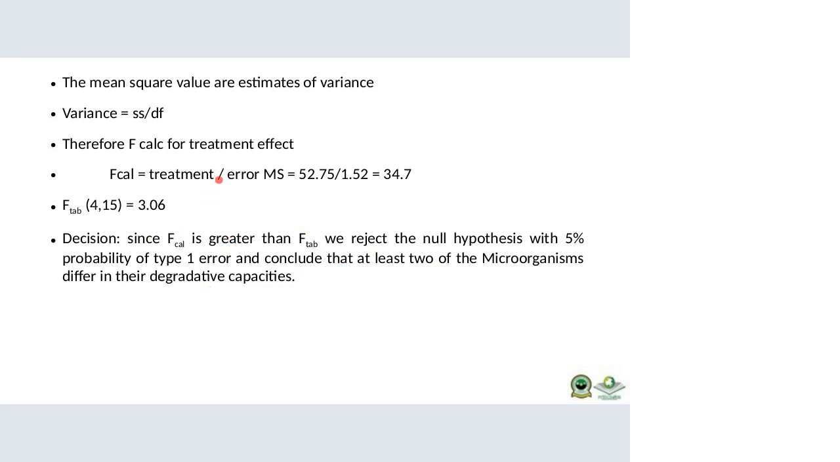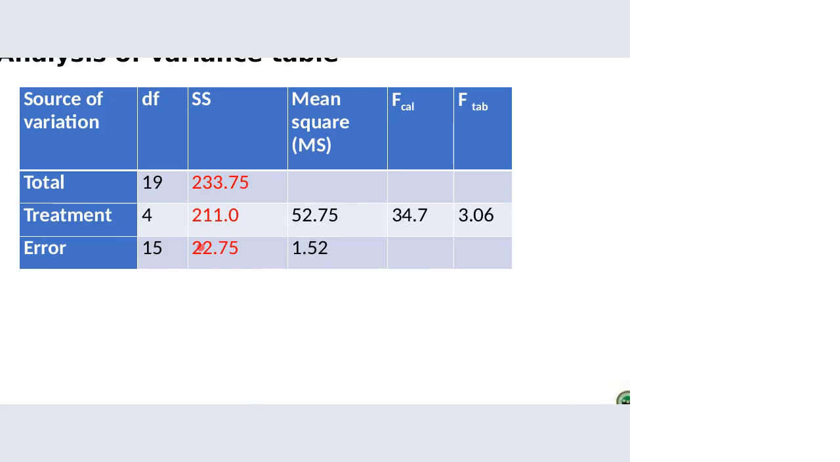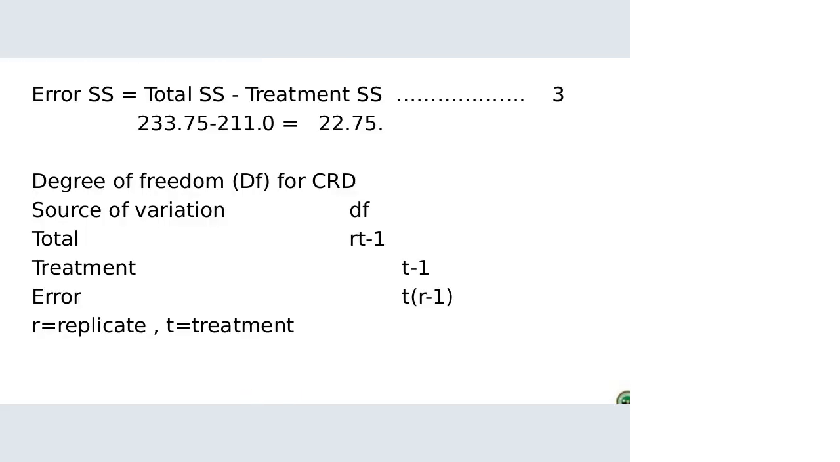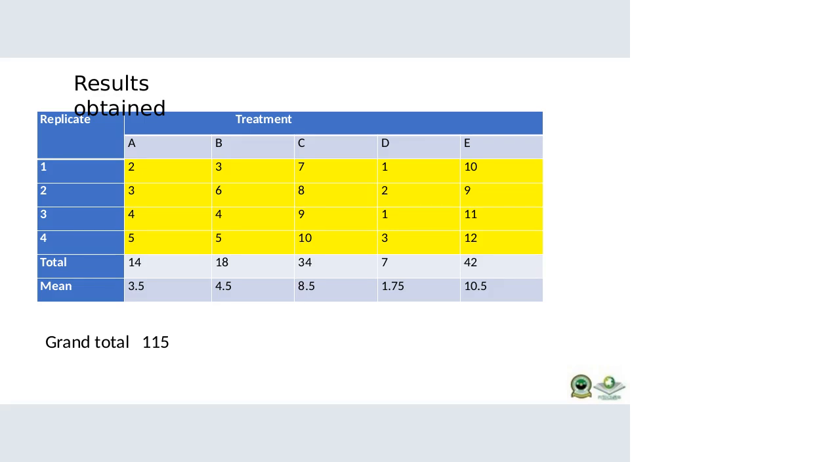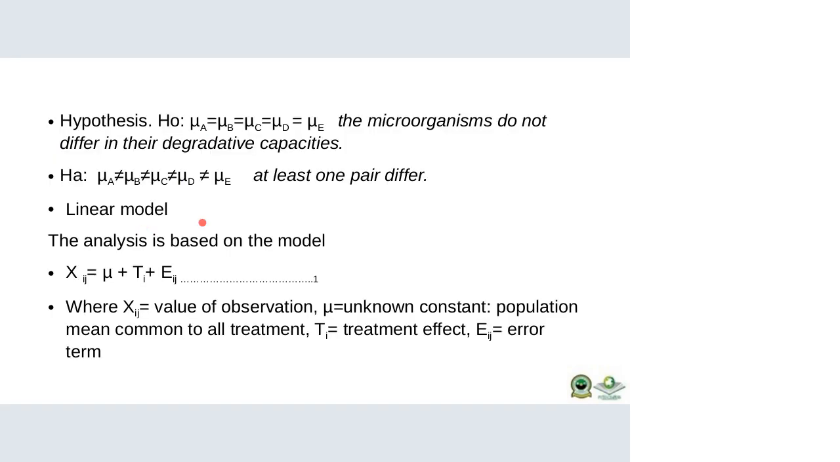If I take you back to the hypothesis in the earlier slide, let me quickly go back to the hypothesis limitation.